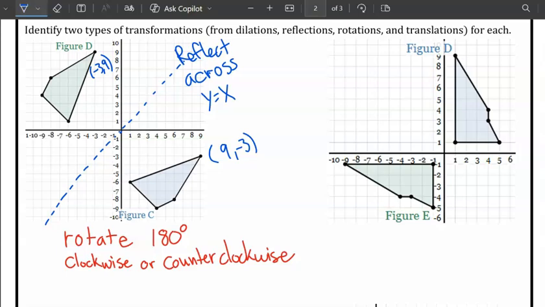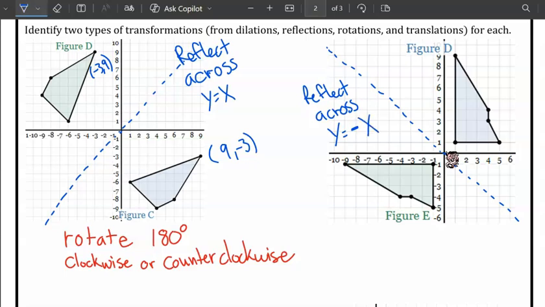The next one appears similar, but instead of reflecting across the line y equals x, we're going to reflect across the line y equals negative x. And that would also be a rotation of 180 degrees.